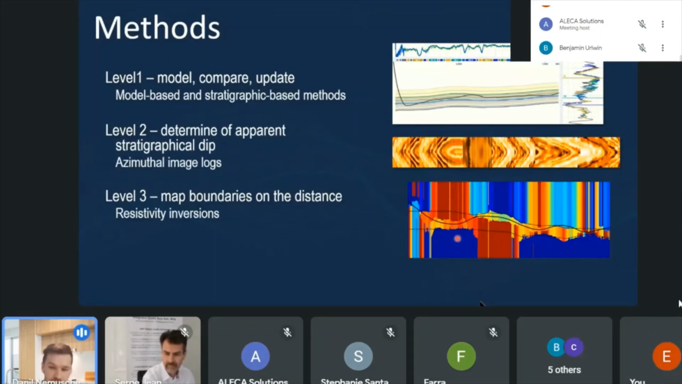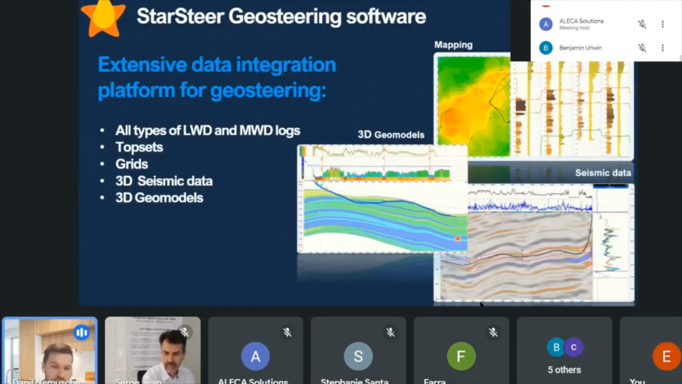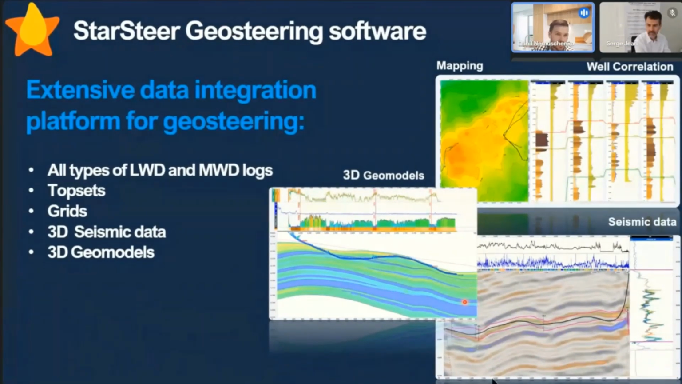And let's continue and speak about StarSteer itself. I would like to start with this slide, which explains what kind of data can be used in StarSteer. We can use all the data, LWD, MWD logs. We can use top sets from the type well, from the current well, like planned top sets. And we can use 2D grids, maps, which can be used to get information about structure behavior.